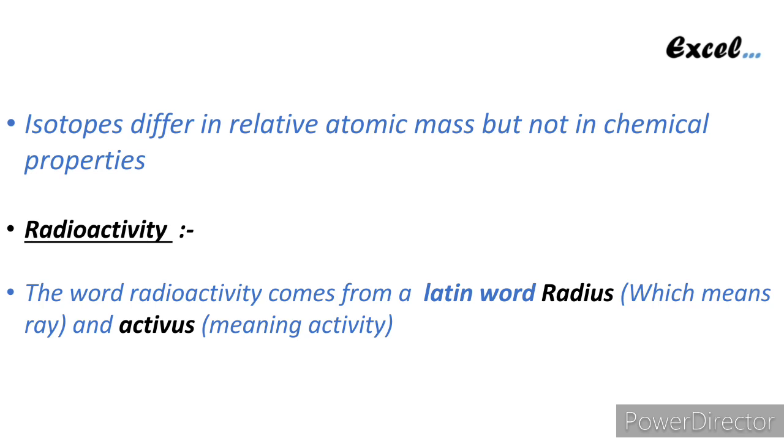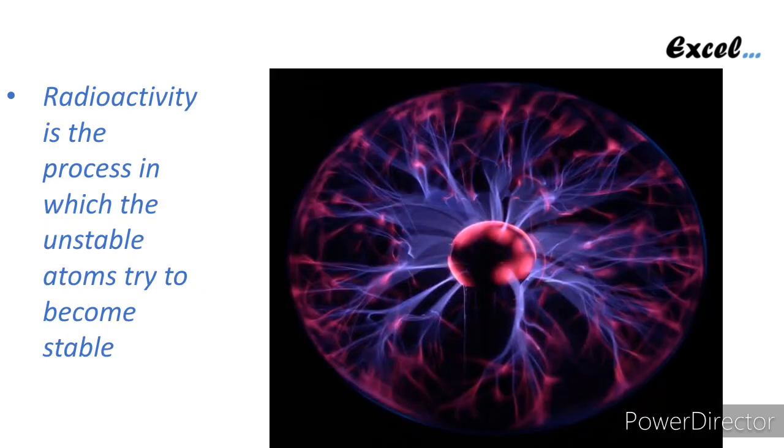The word radioactivity comes from the Latin words radius, which means ray, and activus, meaning activity. So, radioactivity is the process in which the unstable atom tries to become stable. Stability is what we all want to achieve in life, right? But how does an atom do it? It simply decays. Confusing, isn't it? Let me explain the process for you.